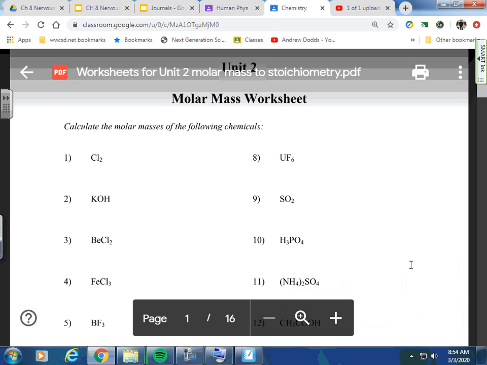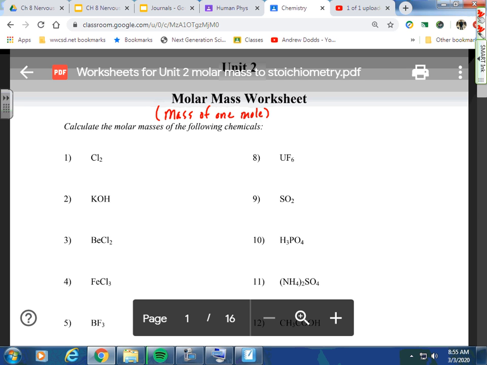Okay, so we're going to be doing this today, at least the front side, Unit 2 molar mass worksheet. Once you get going along on this, it shouldn't take you long really. But first of all, let's make sure we understand what molar mass means, which I would write on your sheet: mass of 1 mole. Okay, so that's all molar mass is. What is the mass of 1 mole?